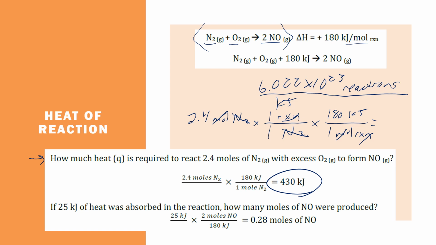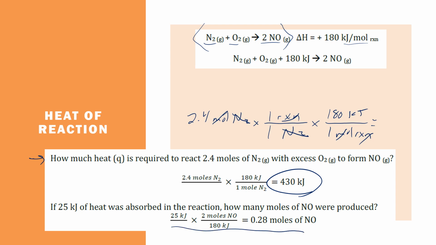Let's do another one. I'm going to get rid of the mole number here so I have space. 25 kilojoules of heat was absorbed. How many moles of NO were produced? Again, I don't really like how this one's written. You can write it that way if you choose. I like to write it using the moles of reaction. So 25 kilojoules is how much is absorbed.